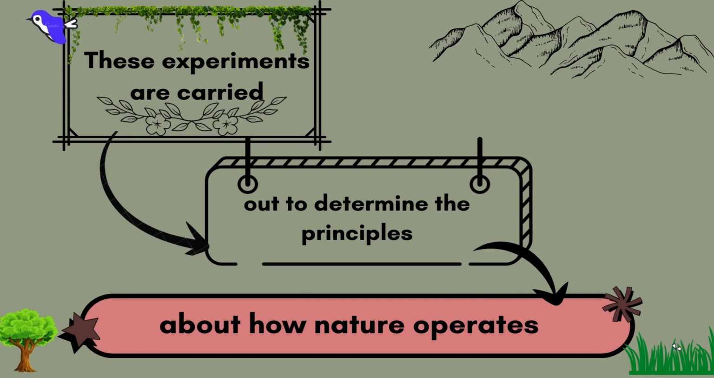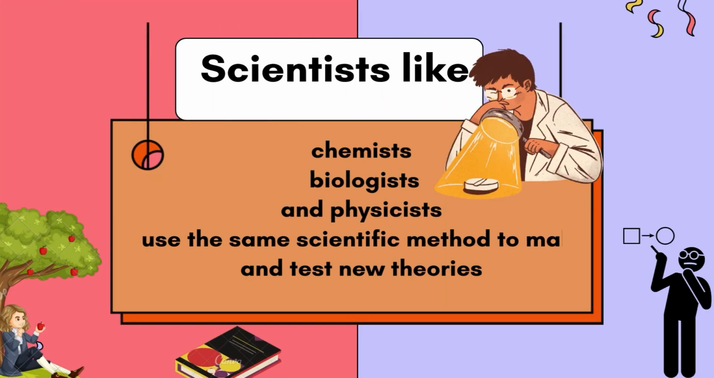These experiments are carried out to determine the principles about how nature operates. Scientists like chemists, biologists, and physicists use the same scientific method to make and test new theories.